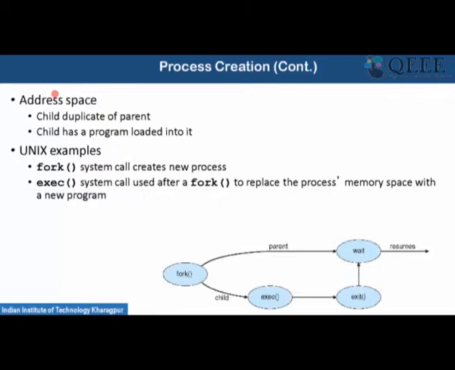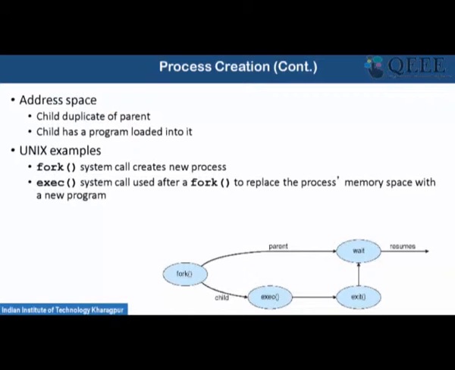Now if you look into the process creation, some of the other primitives of process creation: whenever a process is created, if you look into the address space that is allocated to the parent, the child is basically a duplicate of the parent initially. Now you can load a separate program to the child process after the child is created.